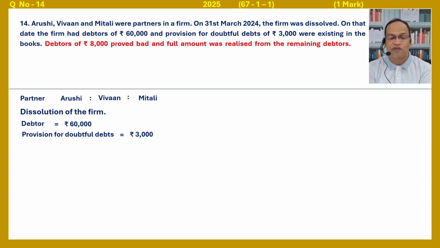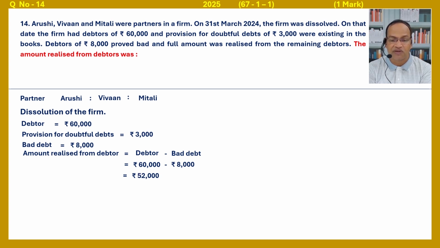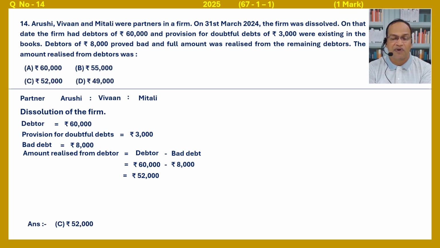Debtors of rupees 8,000 proved bad, and the full amount was realized from the remaining debtors. So bad debt equals 8,000, which will not be received. When bad debt is available, provision for doubtful debt is normally not countable at the time of dissolution. Amount realized from debtors equals debtors amount minus bad debt, equals 60,000 minus 8,000, equals 52,000. It is available in option C.